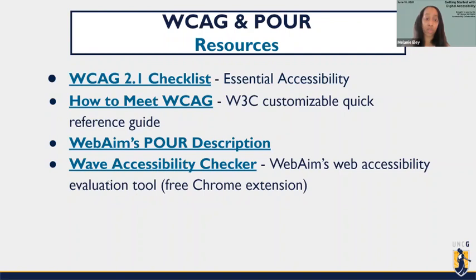And then this last one here is the Wave Accessibility Checker. This is a free evaluation tool. It's a Chrome extension. Really good for those who are just starting out with web accessibility and are wanting to have a free tool that you can use to test and check the accessibility of your web content. Now, it's not going to check everything. I think maybe about 30% of your WCAG errors would be flagged by an automated checker, but it is certainly a good tool and resource to use as you're getting started.